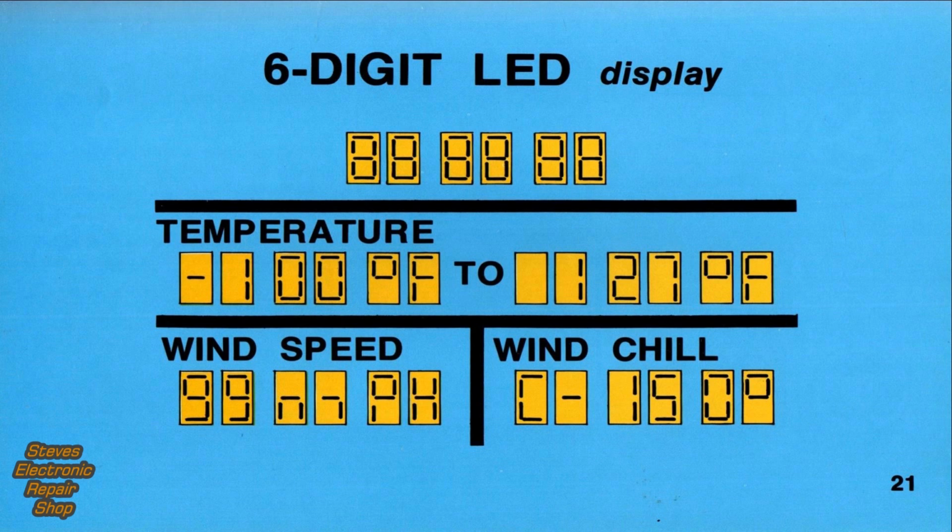Since the 7-segment display can't form an M, we'll use the 2 center displays to form a lowercase m. The wind chill format is shown in the lower right-hand corner, and to eliminate confusion with the temperature display, we place a C in the leftmost digit.